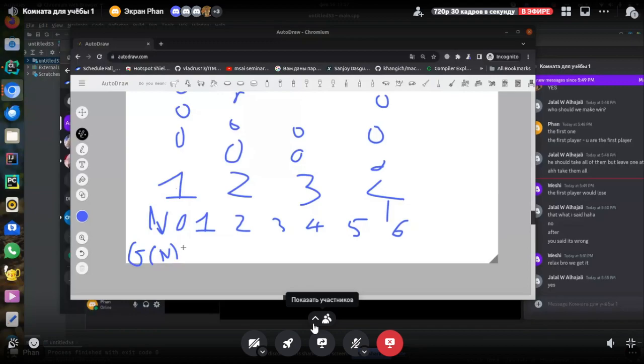For zero, what is the Grundy value for this game, when you can only take one or two or three stones?